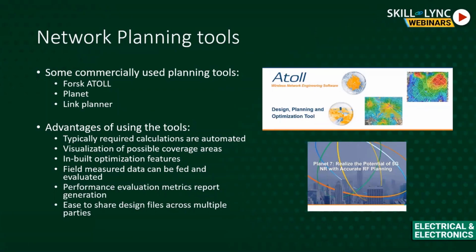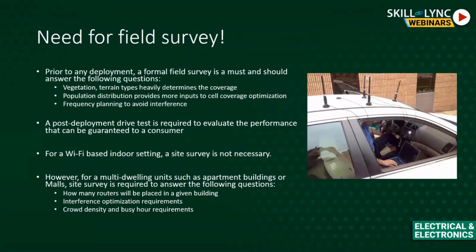Typical advantages of using these tools are that they have most of the features automated. Optimization is all well defined, and it also has a facility to include the field measured data, which we'll discuss in a bit. And it gives you nice reports that can evaluate the performance. And it's easier to share the design files across companies. Usually it's not just one company working on a cell network design. Multiple companies are doing multiple jobs there, so it's easier to get a design file out of this and share it across multiple parties. So this is what I wanted to touch upon.